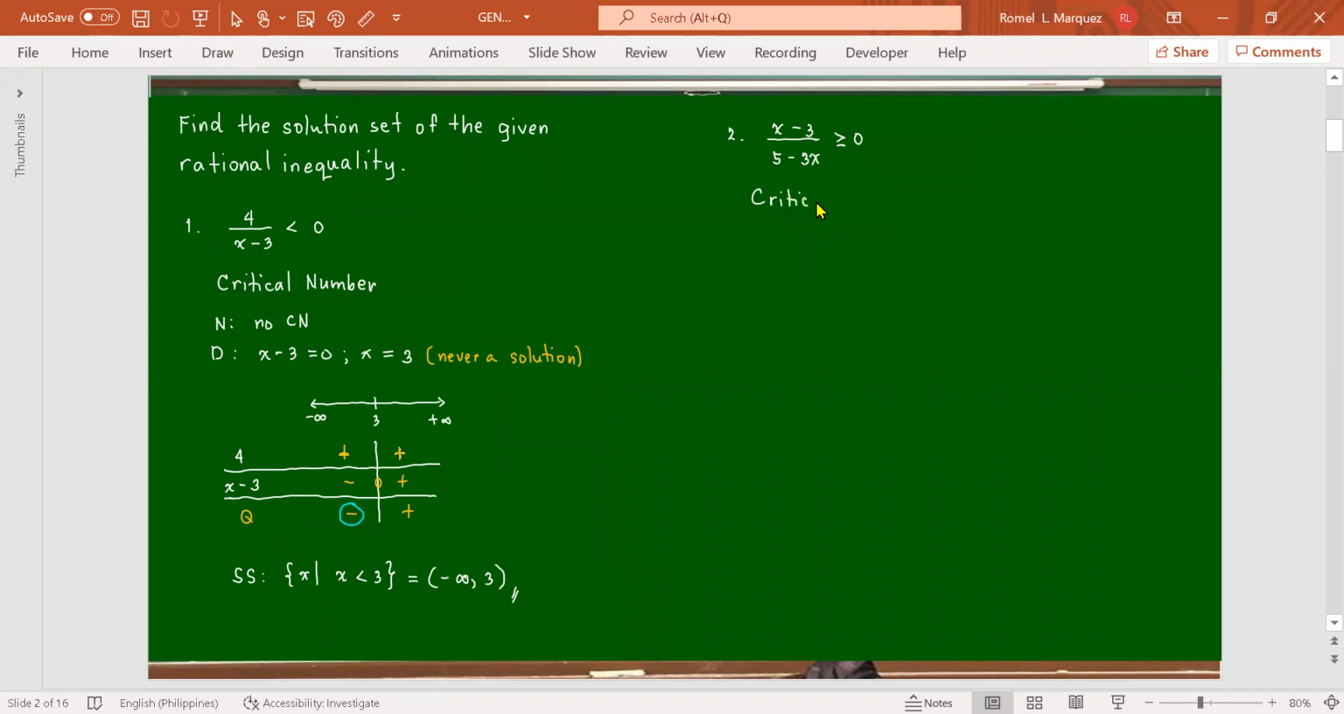So for critical numbers, 1 in the numerator and 1 in the denominator because it contains one expression only. So for the numerator, x minus 3 is equal to 0. So therefore, we get x equals 3. Since equality is part of the inequality, this is a solution. It is a solution. Am I correct, children?